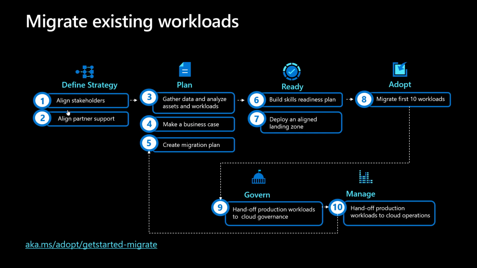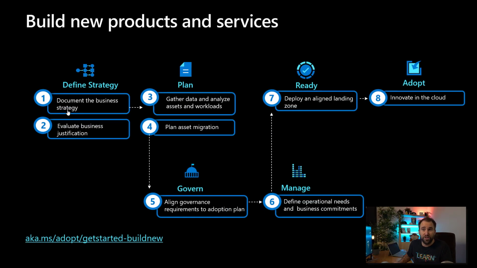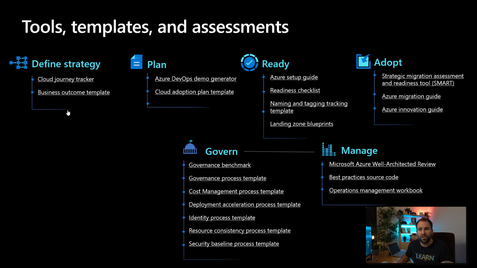And each of these parts again has different things you need to take care of. It goes from strategy to plan to readiness to adopt, but also the whole governance and management process. It can also be used if you build new products or services in the cloud. Even then, we look at strategy, planning, governance, management, readiness, and adoption of the cloud. So cloud adoption is not just for migration, it's also for innovation and building new products and services.